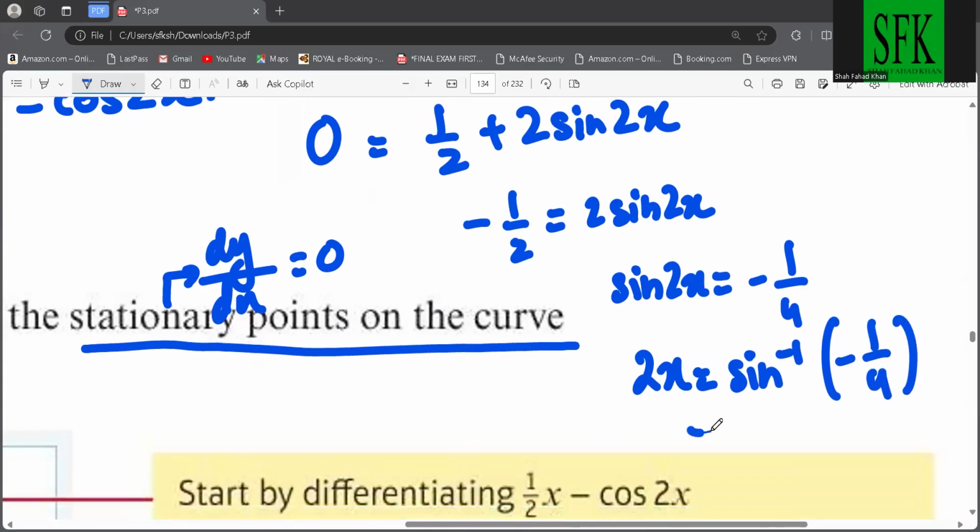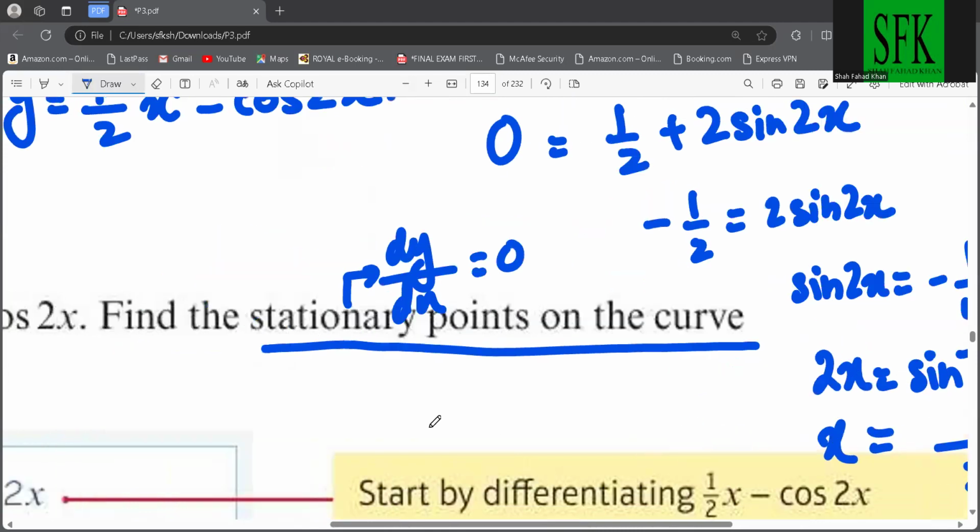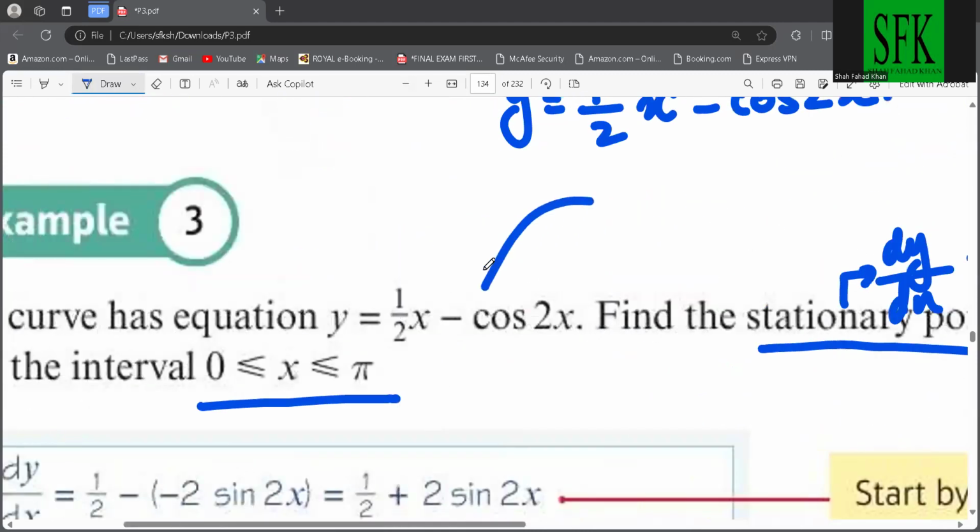Always remember to do the calculations in the radian mode. And whatever you get, just divide that by 2. You get the value of x. Once you have the value of x, you're going to use that value, put it back into this equation to get a value of y as well.